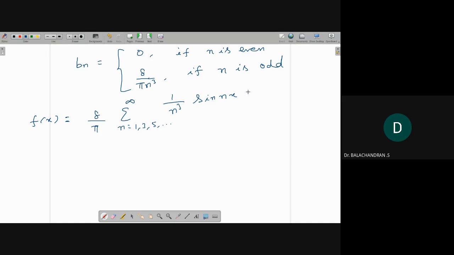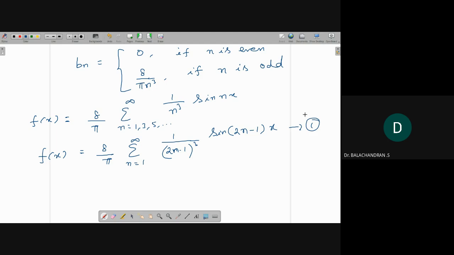Okay. So now you can simplify further. F of x is equal to 8 by pi. If you want to substitute n equal to 1 to infinity, you can write this as 1 by 2n minus 1 whole cube into sine of 2n minus 1 into x. I call this equation 1.